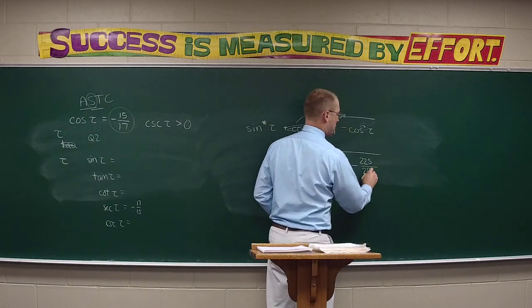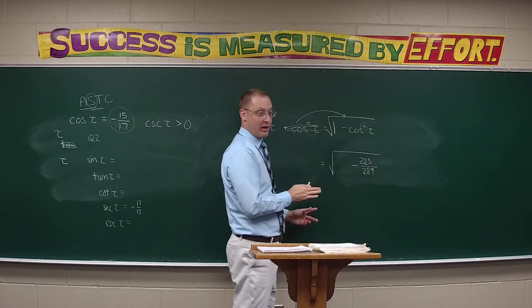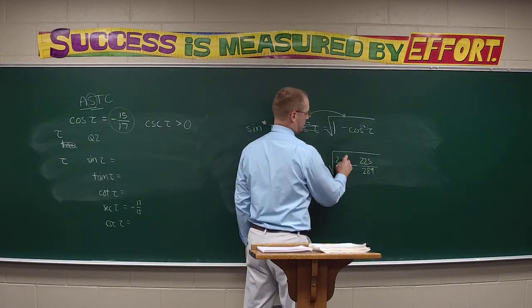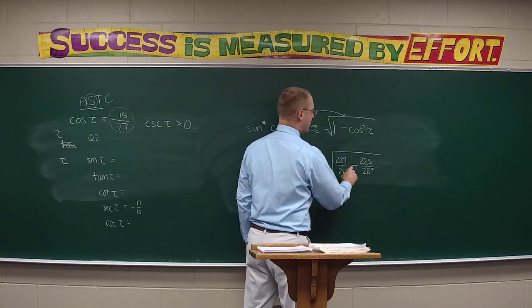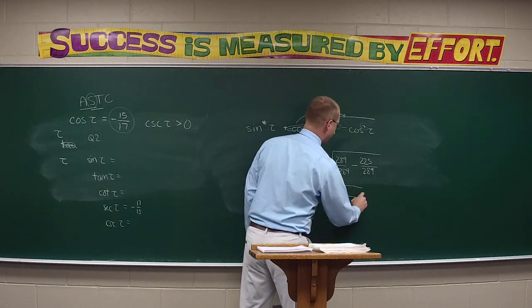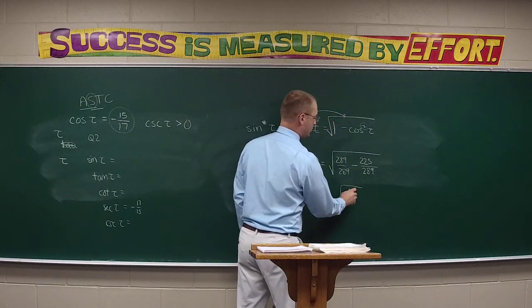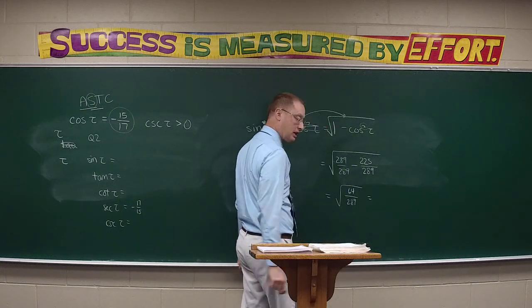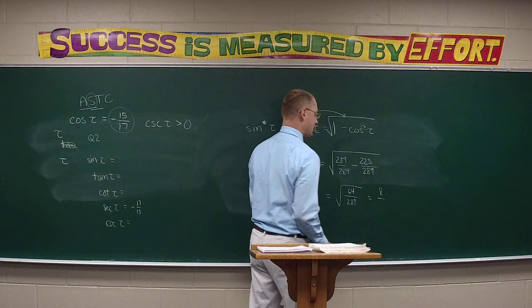Right, 225 over 289. Those are numbers we memorized in Algebra 1 and Algebra 2, but it has been a while. How should I rewrite the 1 then? 289 over 289. We can subtract to get how many 289ths? 64. 64, which works out great, by the way, because we can take the square root of 64 evenly and the square root of 289 evenly.